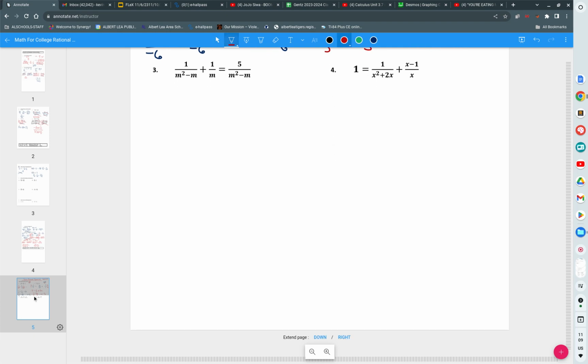For this problem, I'm first going to factor the denominator to be m times m minus 1. That is already factored. So notice one of them has an m, 2 of them have an m times m minus 1. So what's the common denominator? m times m minus 1. So my first one is 1 over m times m minus 1. Oh, sorry, I switched to x there. My bad.